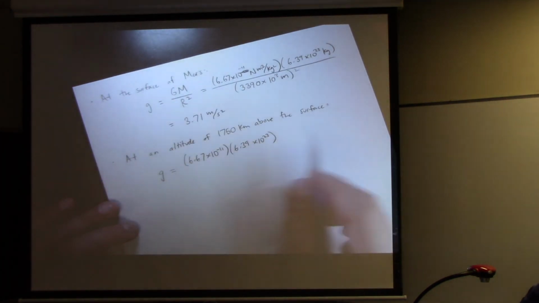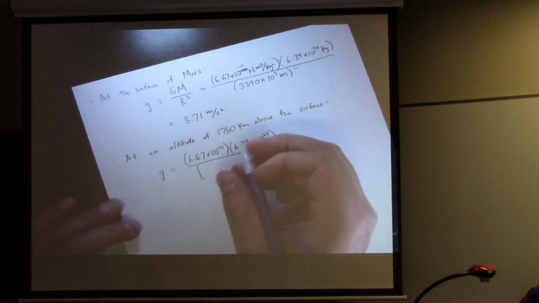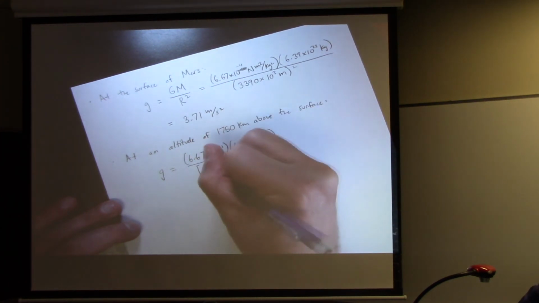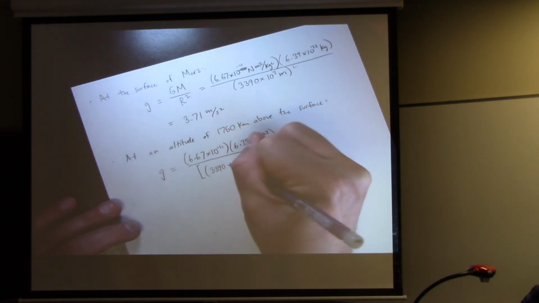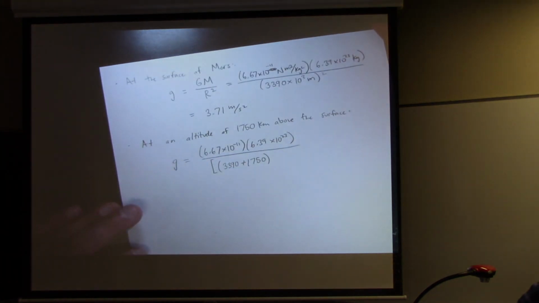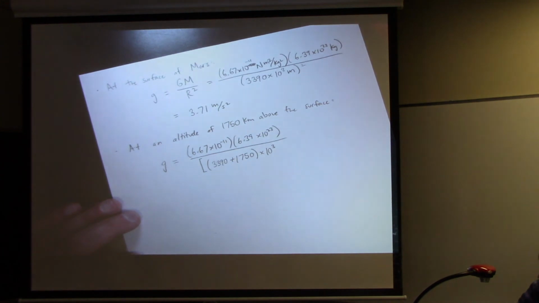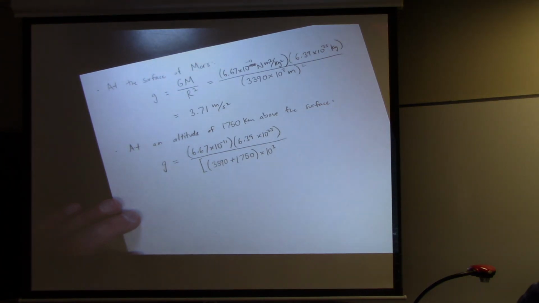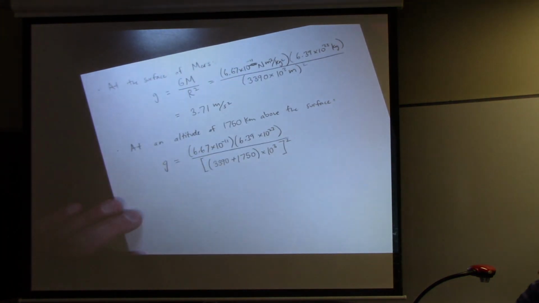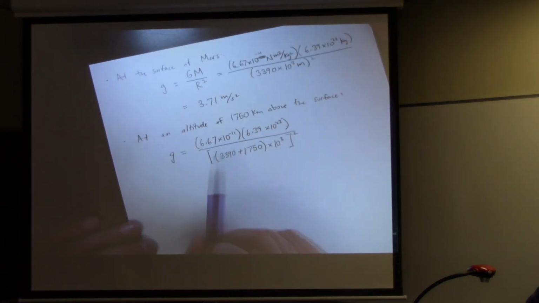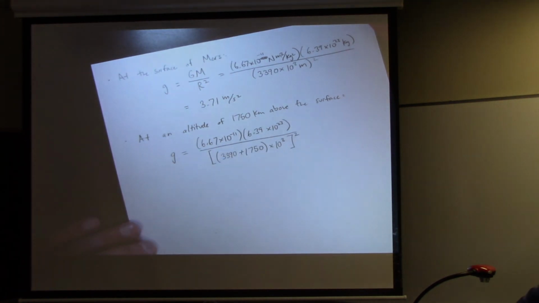again, just the same old constant G and then the mass, and then divide by, okay, so now what I'm going to do is take 3,390, add to that 1,750, that's how many kilometers we have, but in meters, we would take that and multiply by 10 to the 3, and then we would square that because, of course, we have to square the r. Okay, so basically, when you go a substantial height above the surface, you have to add that height for your r.